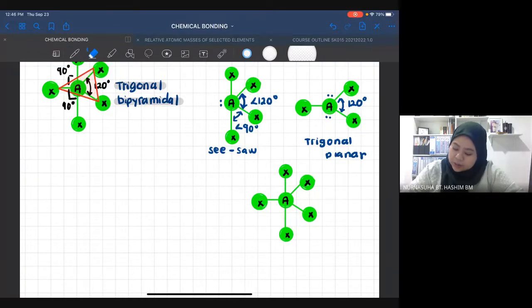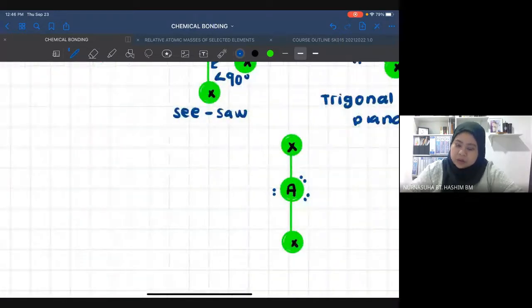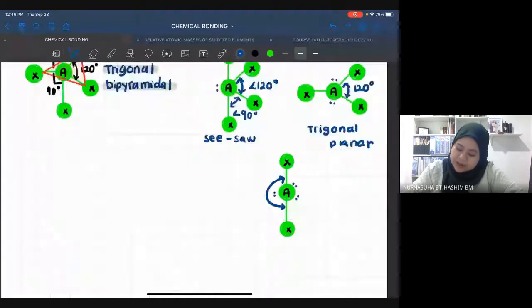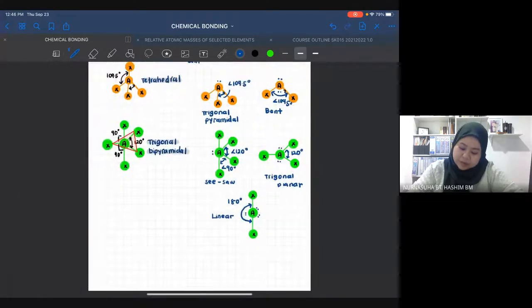So, what if we have 3 lone pairs? Okay, kalau ada 3 lone pair, kita akan padam yang tengah. 1, 2, 3. So basically you have 3 lone pairs. Cuba tengok kat sini. Shape dia akan jadi linear. So kalau linear, bond angle is 180 degree. So basically this is the shape lah.